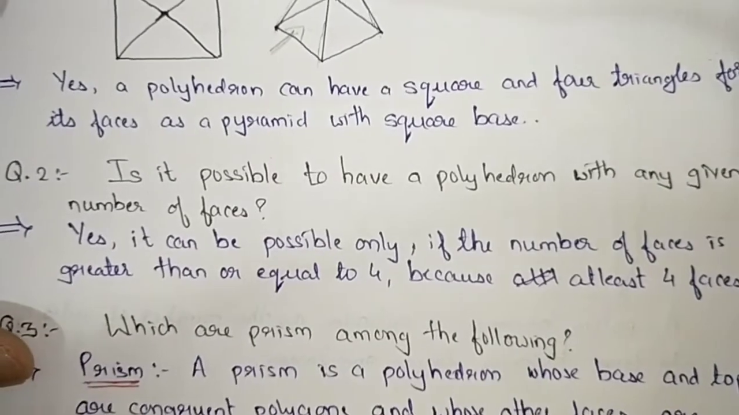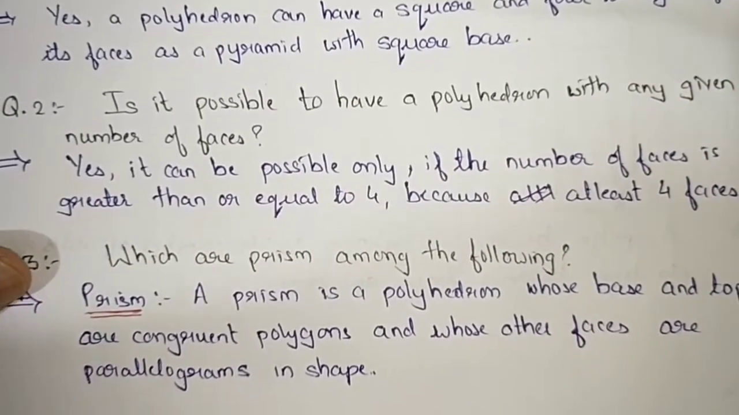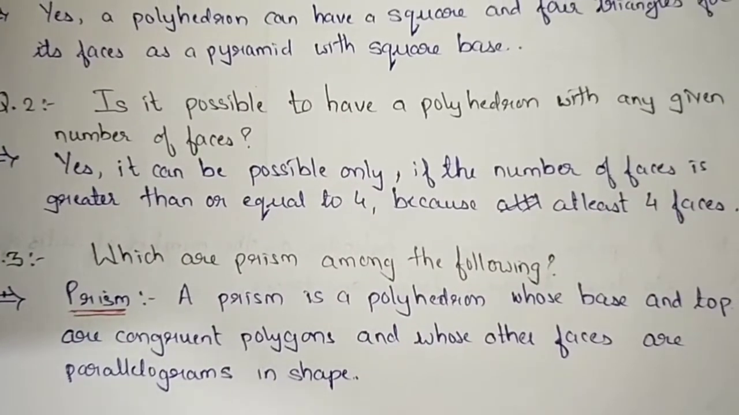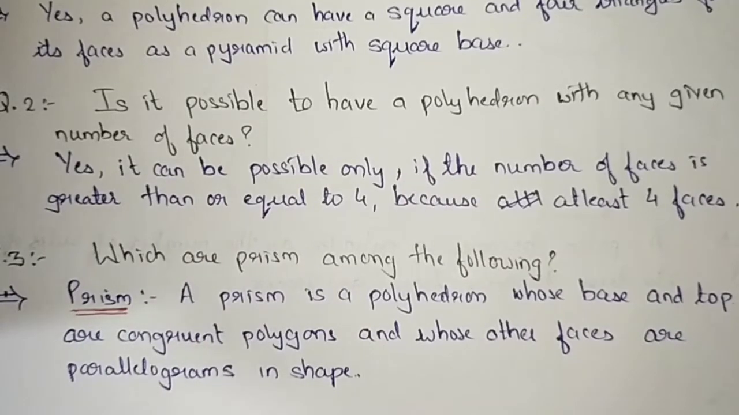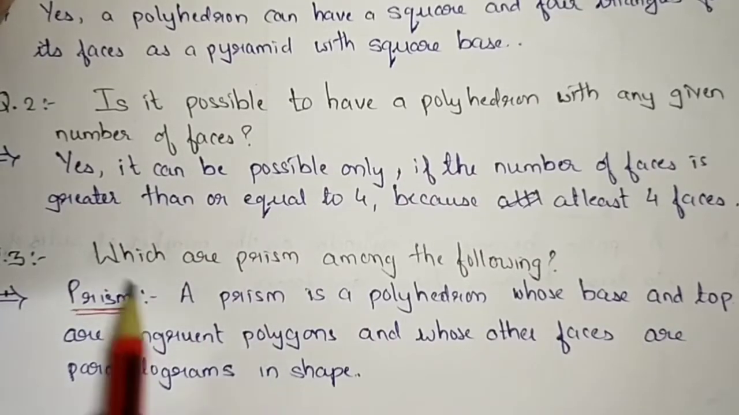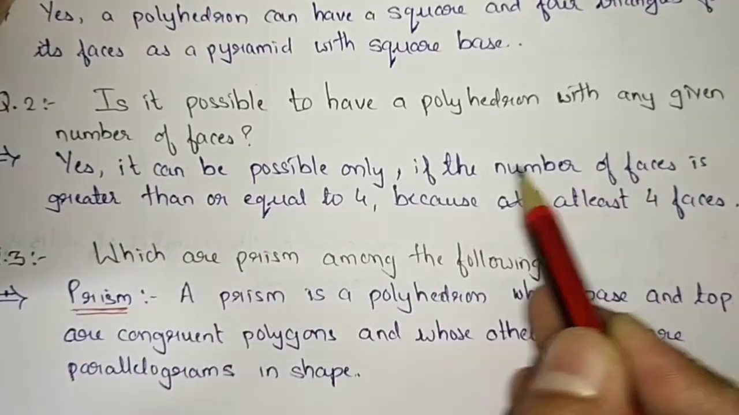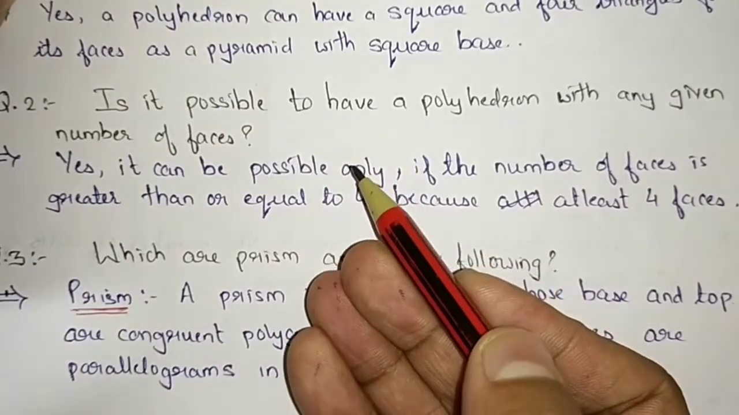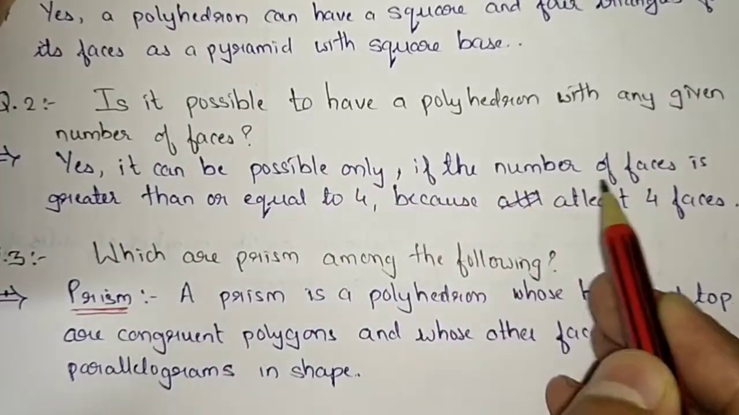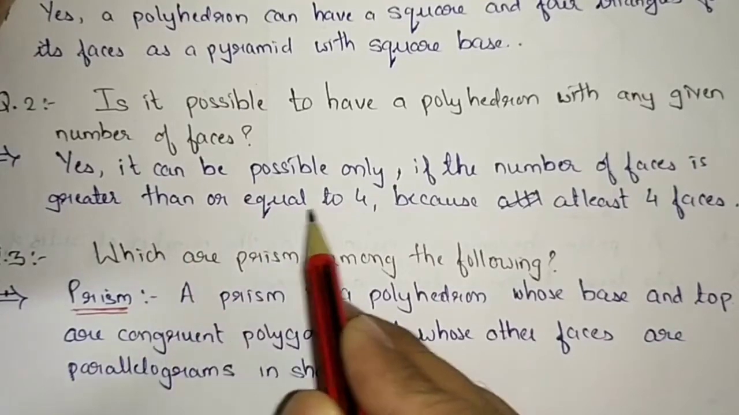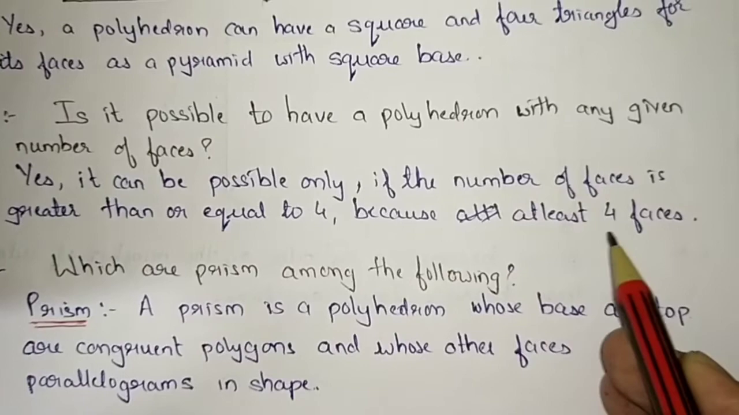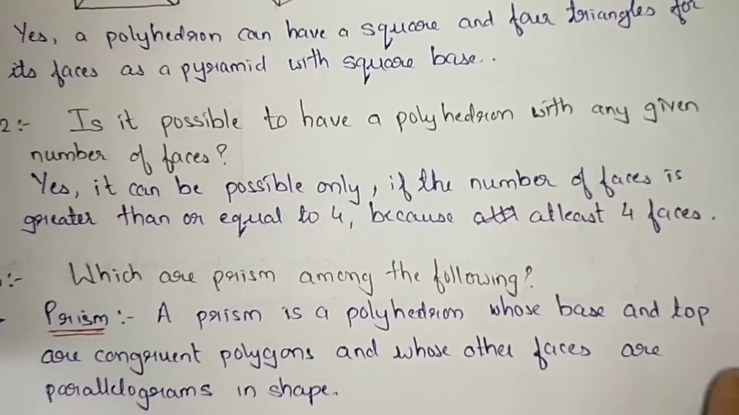Now question number 2. Is it possible to have a polyhedron with any given number of faces? The answer is yes also, and the answer is no also. If we write yes, then we have to write this: yes, it can be possible only if the number of faces is greater than or equal to 4, because at least 4 faces are needed.